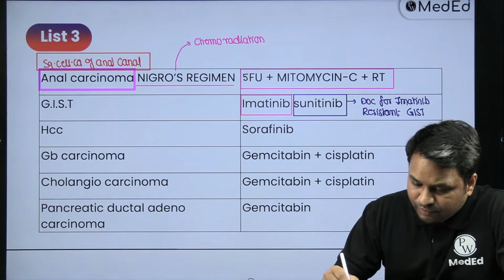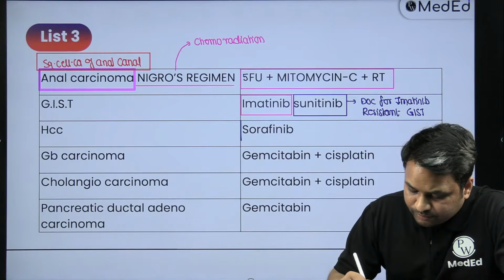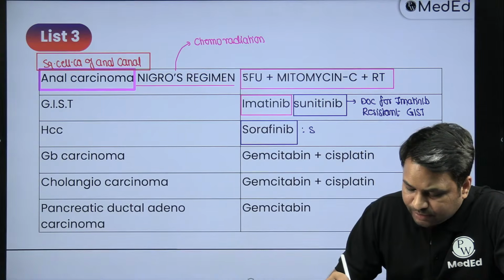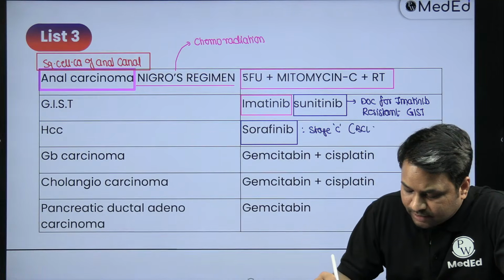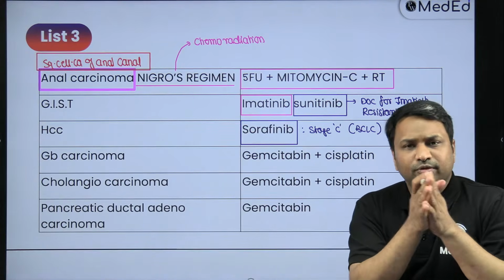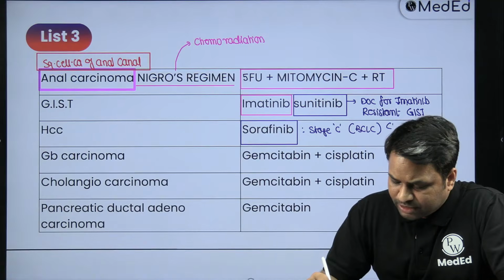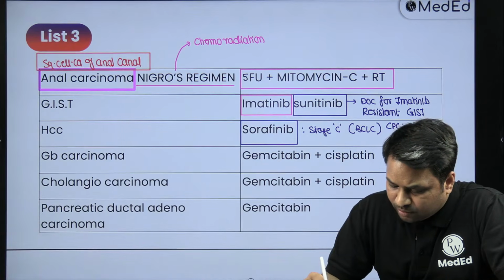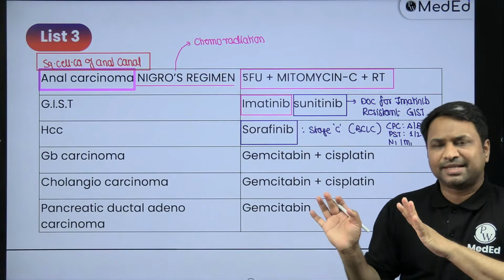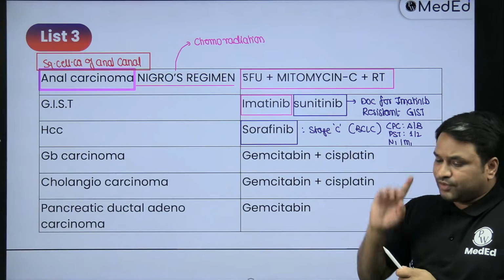For HCC, we would like to give sorafenib. Now, sorafenib is given for stage C according to BCLC criteria, right? Here you have what is stage C. If you remember, the Child-Pugh classification can be A or B, PST can be 1 or 2, there is positive lymph node and metastasis. In these conditions, you can give sorafenib. This was a previous exam question also. They asked you what is the indication for sorafenib.